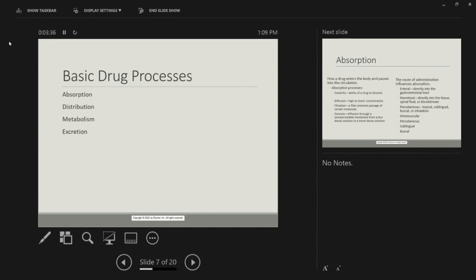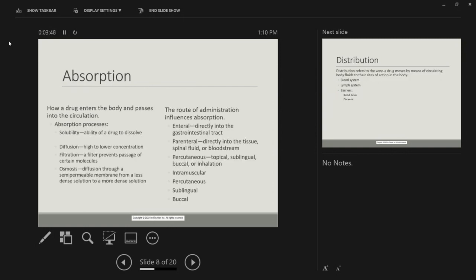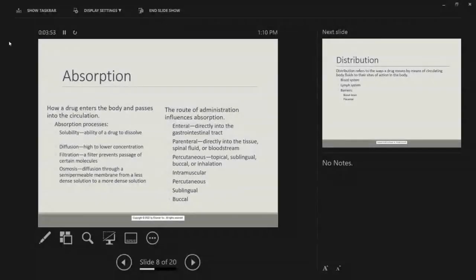Drugs must be changed in the body chemically in order to be able to be used. Four basic processes are involved in drug utilization in the body: absorption, distribution, metabolism, and excretion. Absorption is the way that the drug enters the body and then passes into circulation to reach the part of the body it needs to affect. Absorption takes place through the processes of diffusion, filtration, and osmosis.